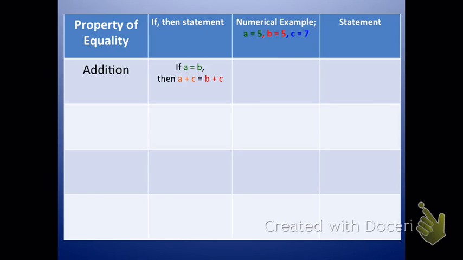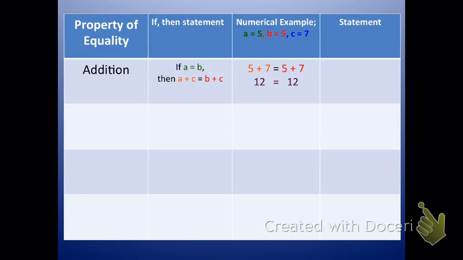So the first if-then statement says, if A equals B, then A plus C equals B plus C. And that's a lot of letters right there, and it could look a little bit confusing. So let's put some numbers to it. Our A is 5, our B is 5, and our C is 7. So for our example, we have 5 plus 7 on the left, which is A plus C, and then 5 plus 7 on the right, which is B plus C. So A and B are the same, and we get 12 equals 12 when you simplify.